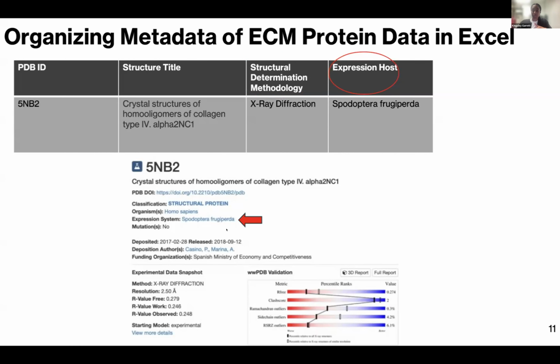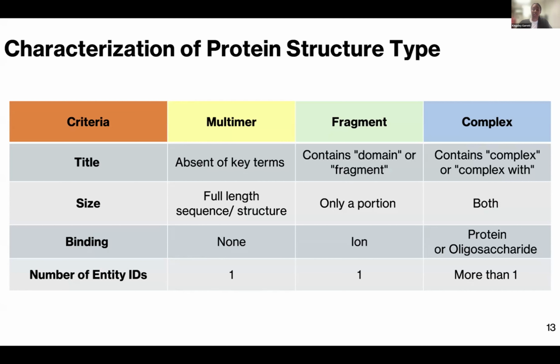And so to begin with, looking at the structural title, multimers were absent of key terms. This means that there were no words that stood out to us when looking at the title; these were not as significant compared to fragment and complex. But when looking at fragment, the structural title usually gave us a hint of what would be a fragment because it included domain or fragment in it. And then for complex, it included complex or complex with.